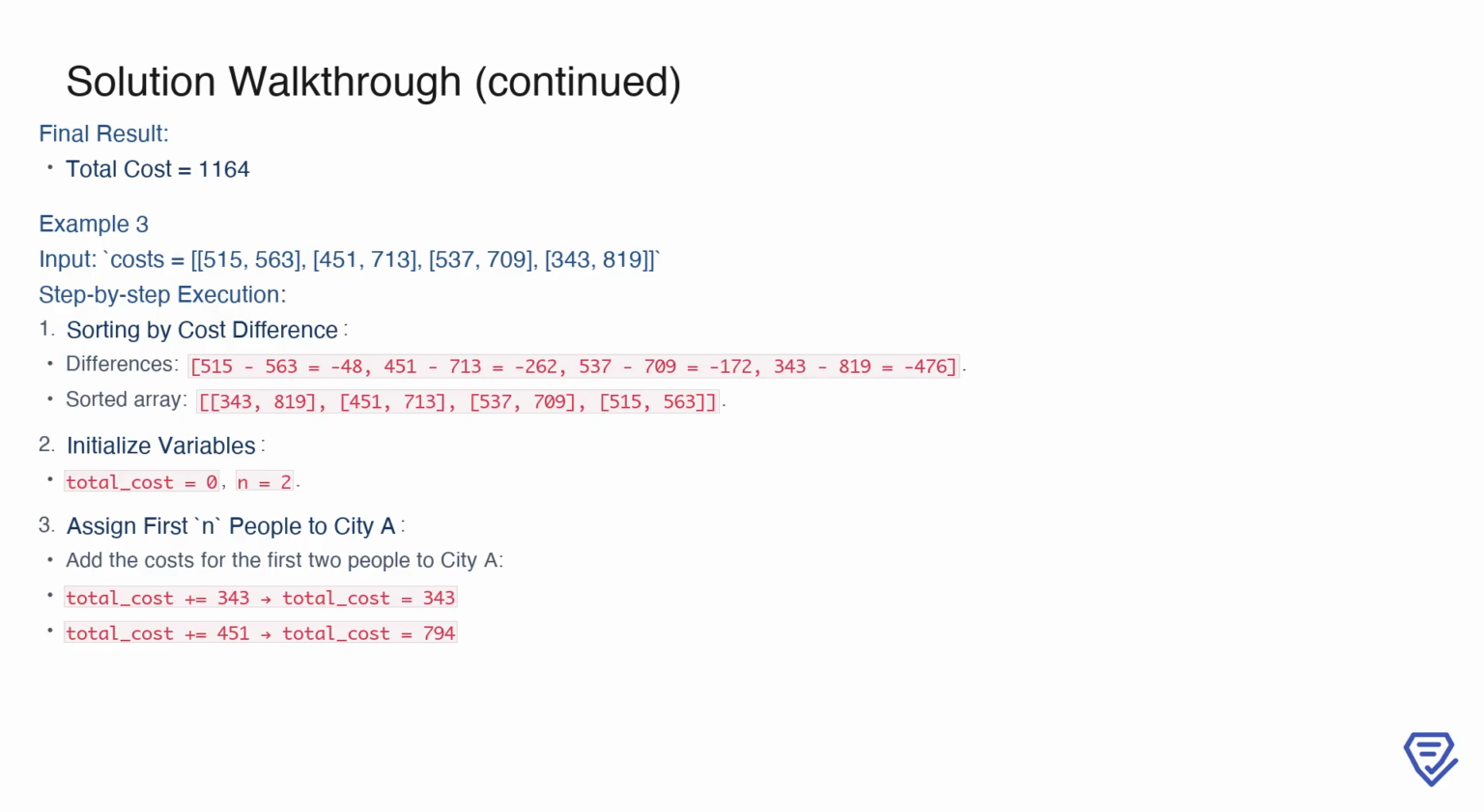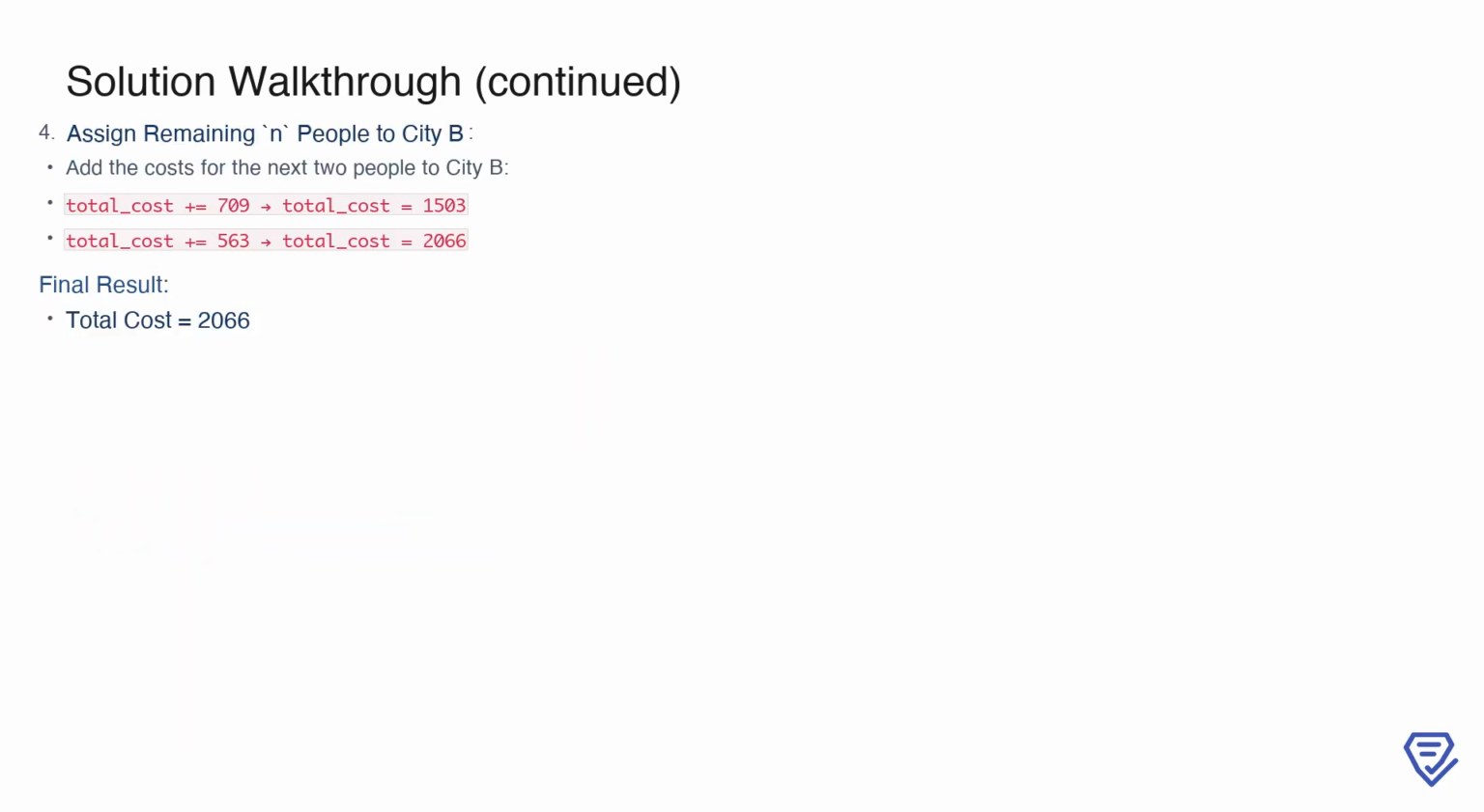With total_cost initialized to 0 and n set to 2, we first send the first two people to city A. The cost for the first person is 343, which we add to the total, making it 343. Then, the cost for the second person, 451, brings the total to 794. Finally, the remaining two people are sent to city B.